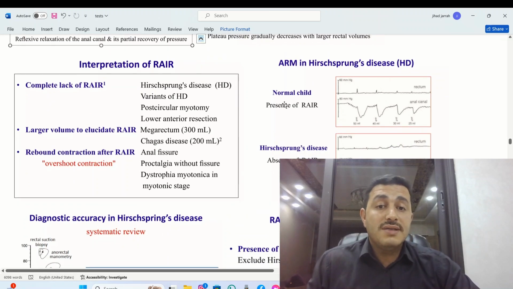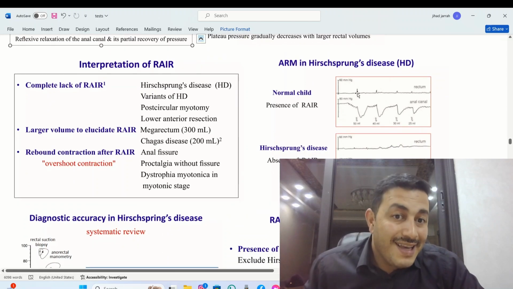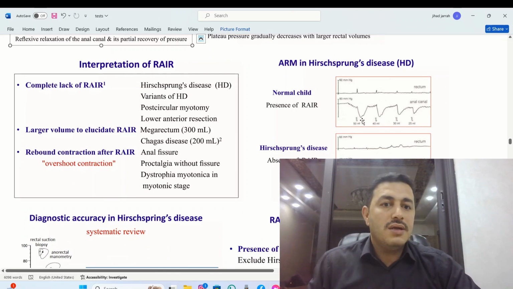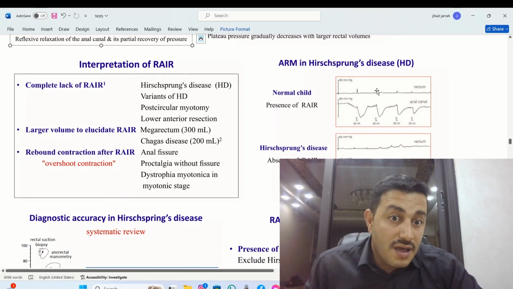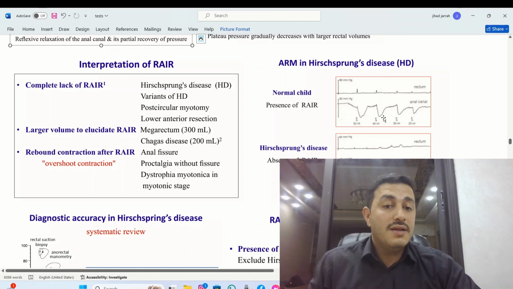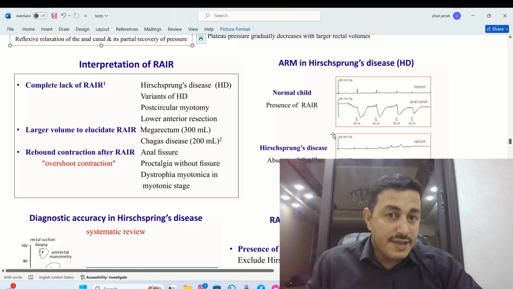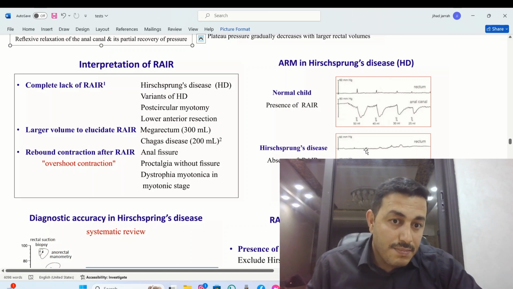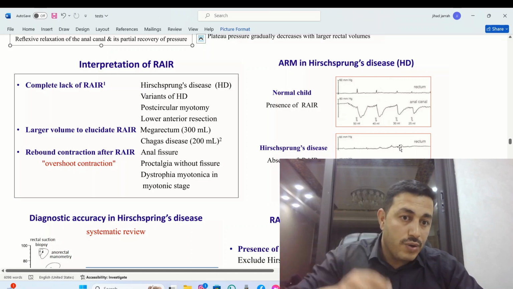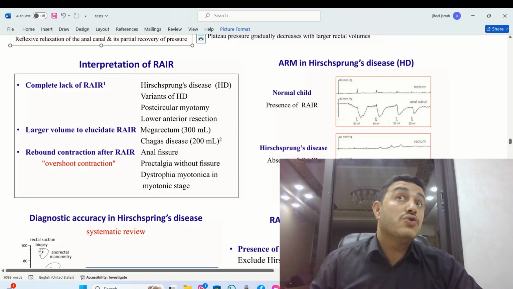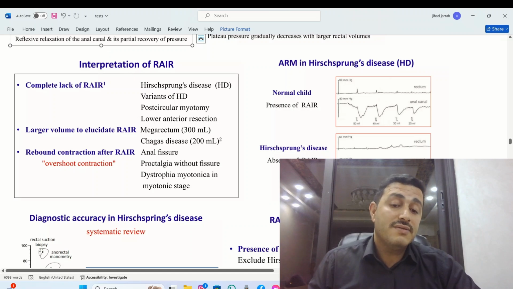This is Hirschsprung disease, and you can see in a normal child, increase in rectal pressure causes decrease in anal pressure. This is normal, while here in Hirschsprung disease, this is both called the RAIR. While here you can see increase in the rectal pressure, depending on how much volume we give, doesn't cause relaxation of the proximal anal canal, doesn't cause relaxation of the internal anal sphincter.